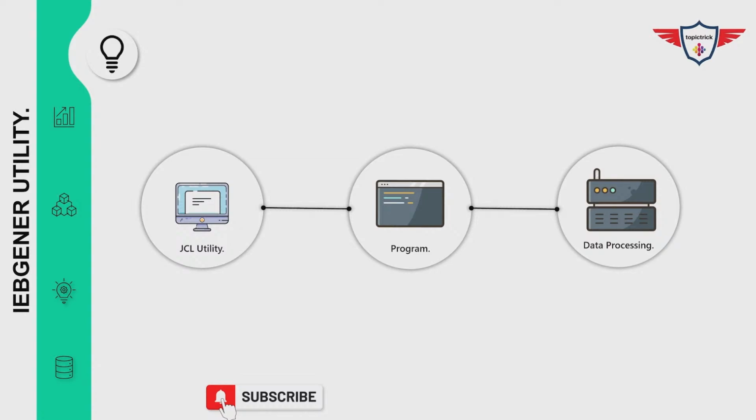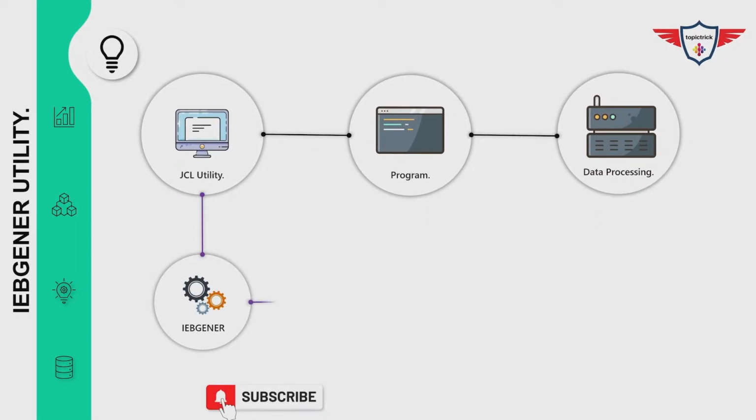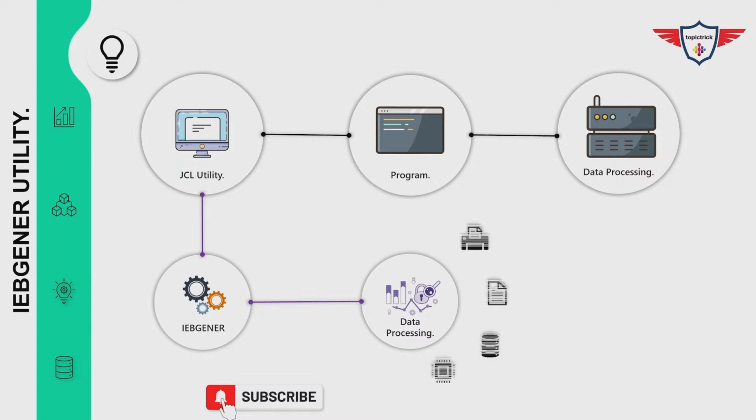Now let's talk about the IEBGENER utility. The IEBGENER utility is a copy program that has been a part of the operating system since the first release of OS/360. One of its many uses is to copy a sequential dataset, a member of a partitioned dataset or PDS, or probably z/OS UNIX System Services files such as HFS files.